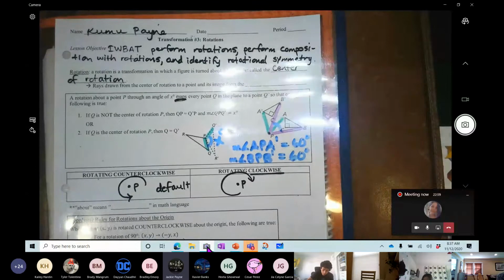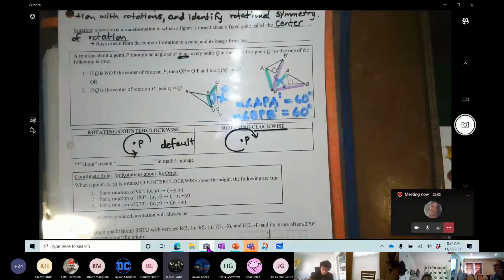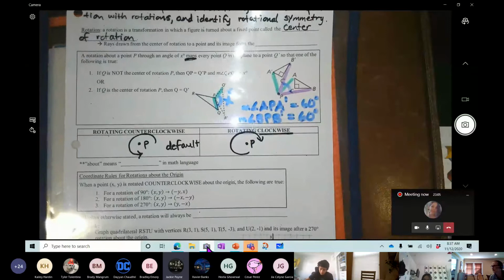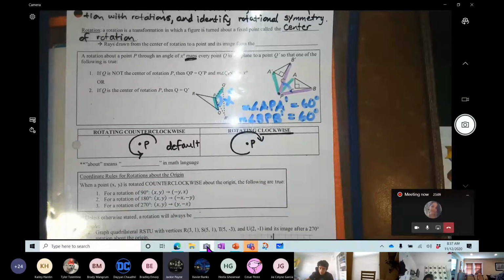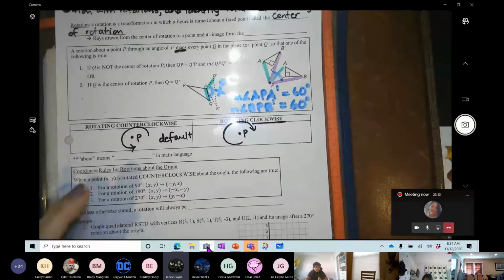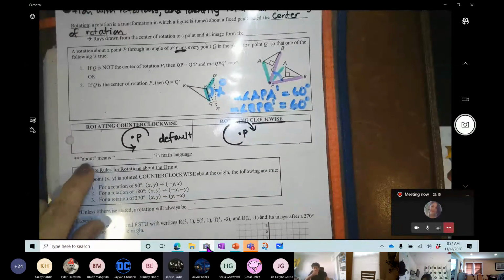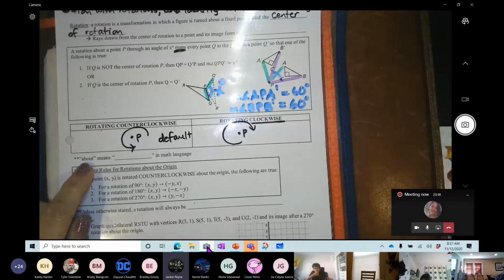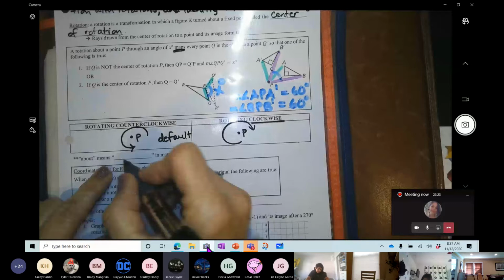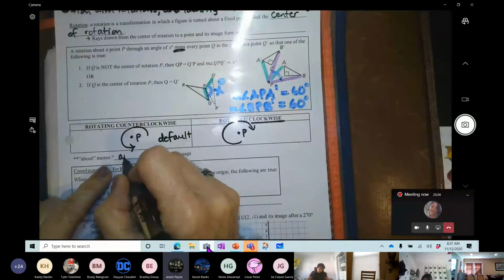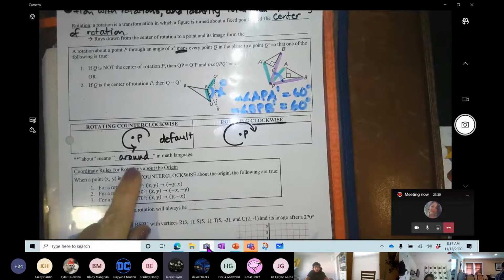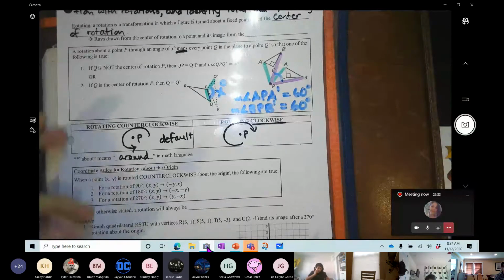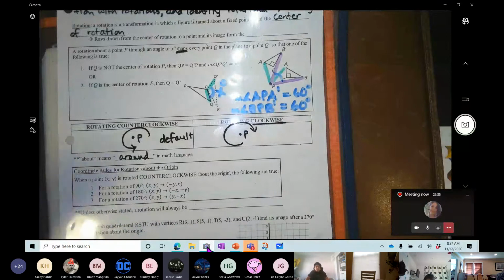Okay, are there any questions yet? This should all be basically review, but the definition probably looks different than when you saw it in 8th grade. Okay, so when I say the word about, that means around. When I say that something has been rotated about a point, it actually means around. So that means it's being rotated around that point.